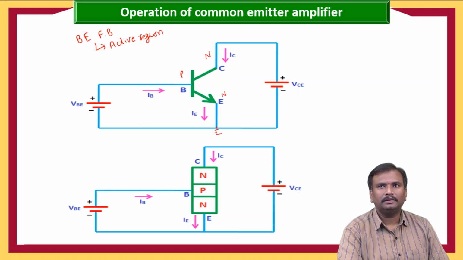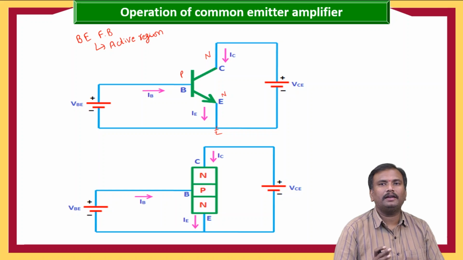Here the collector to emitter junction should be reverse biased. So positive voltage is connected to the N-type layer. The electrons in the N-type layer are attracted towards the positive voltage. Hence the depletion layer will increase. So always the emitter base junction depletion layer is narrow, and the depletion layer of the collector to emitter junction will be broad.